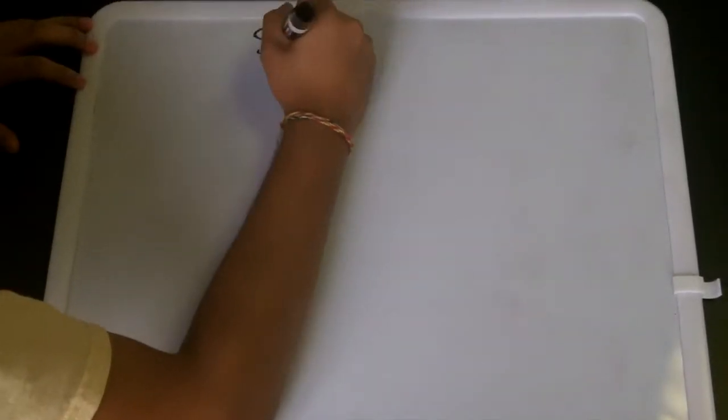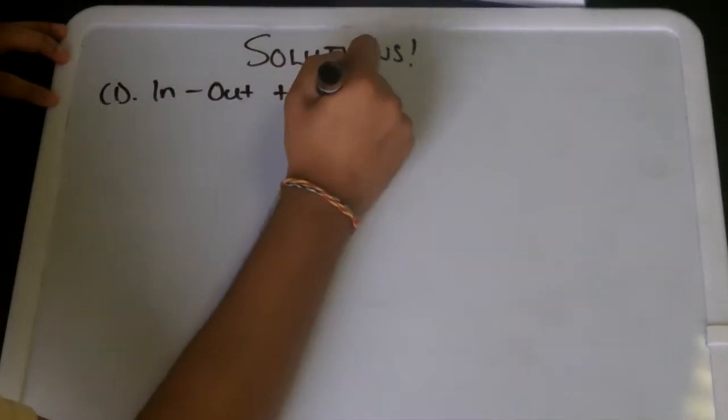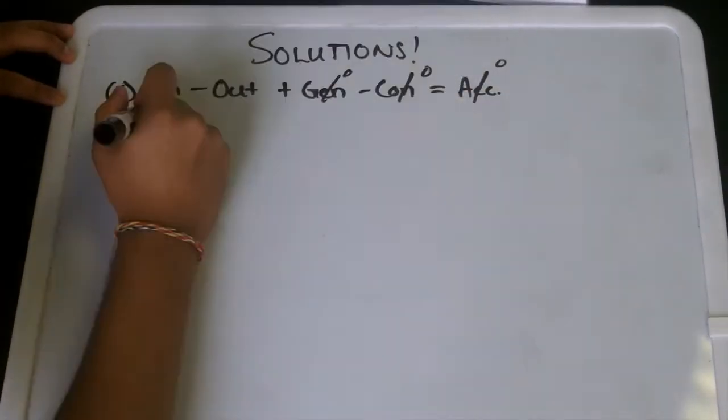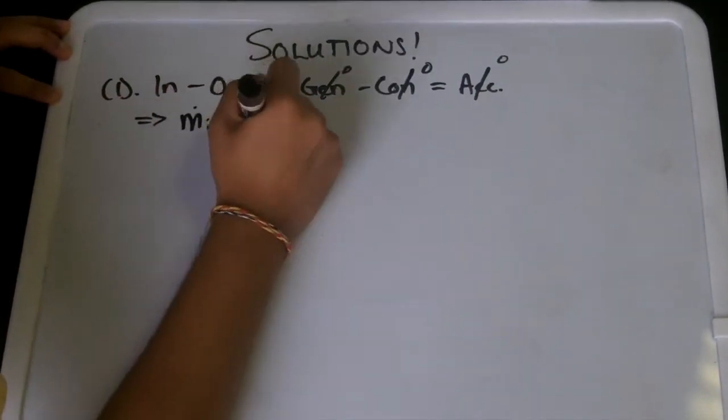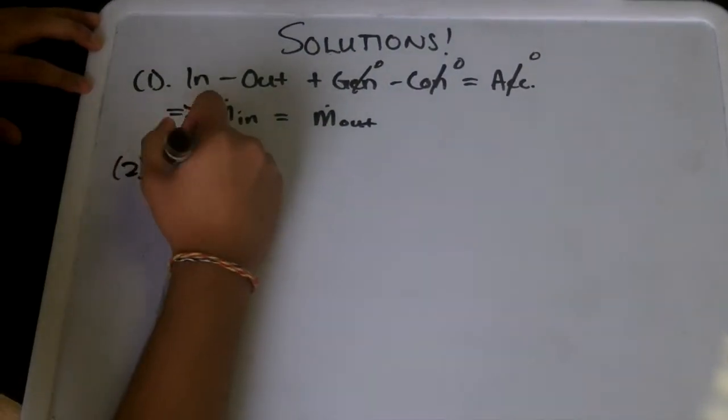To better understand this problem surrounding atherosclerosis, let's solve the problem together. Now, we have all the information that we need to solve this problem. Using our generic equation and our assumptions, we can cancel out a few terms. The generation, consumption, and accumulation terms will equal 0. From this, we can infer mass flow in is equal to mass flow out.